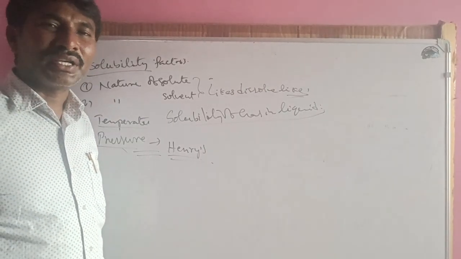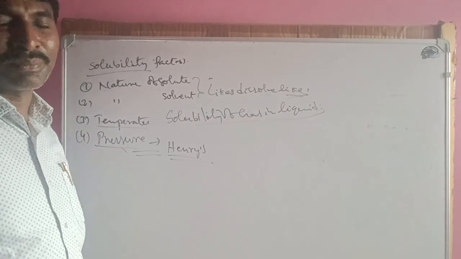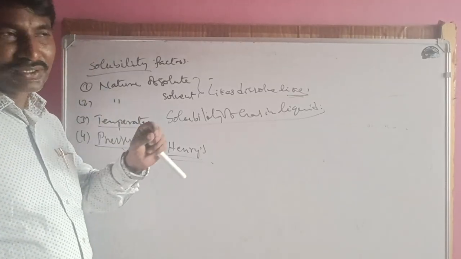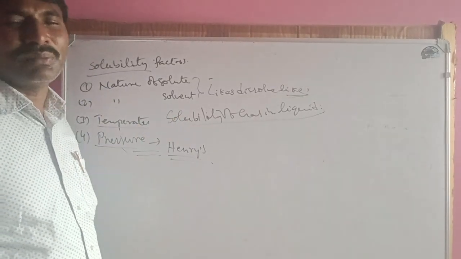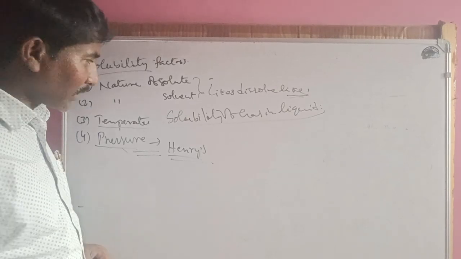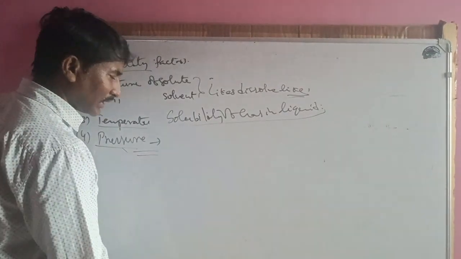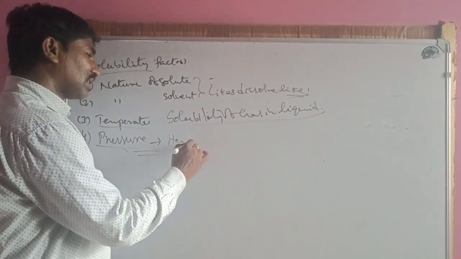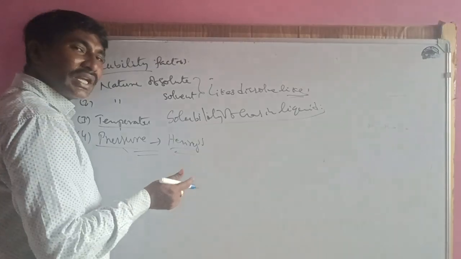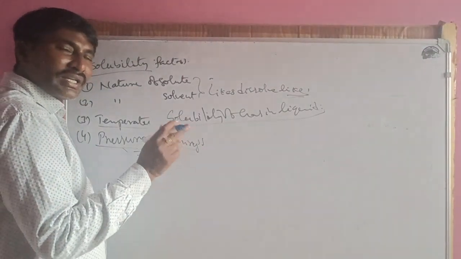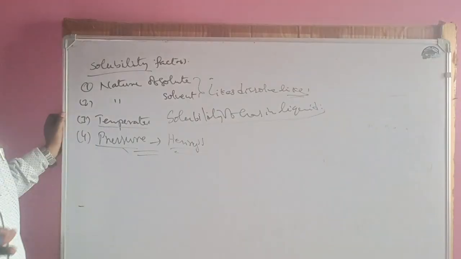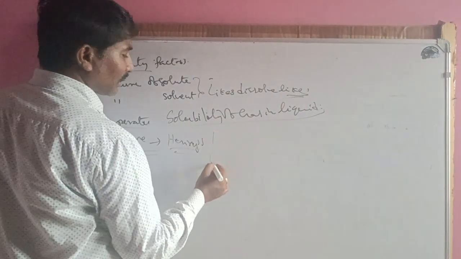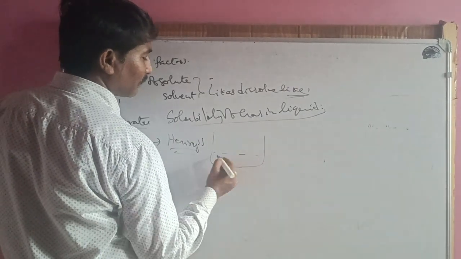Here, pressure is directly proportional to the mole fraction according to Henry. So according to Henry's law, the solubility of a gas in liquid is directly proportional to the partial pressure of the gas present above the surface of the liquid.